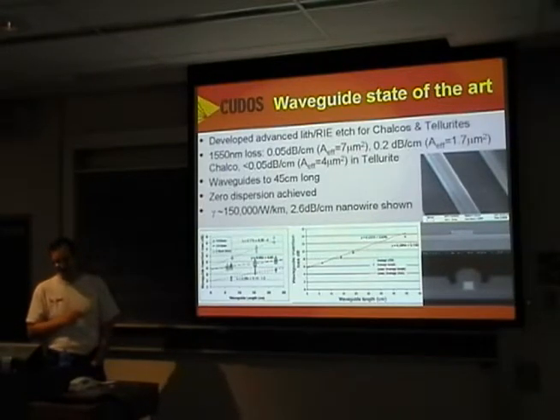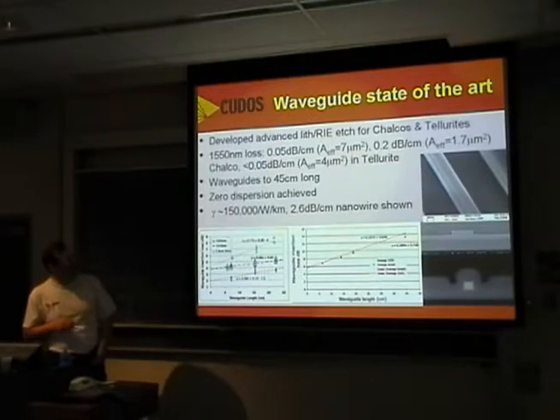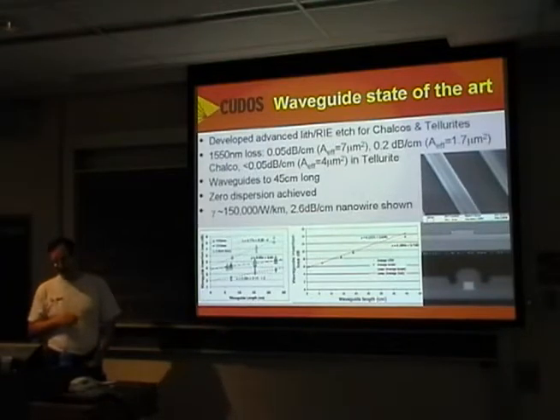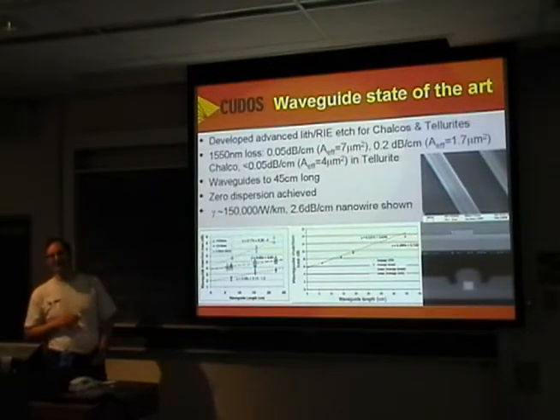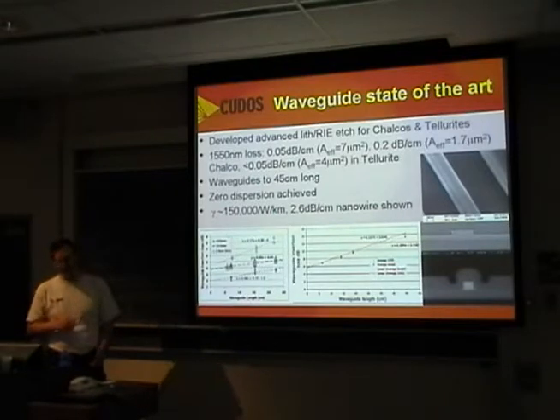That's pretty good going. When we shrink the mode field even smaller, down to around about 1 to 2 square microns, these losses start going up, and that's an ongoing challenge for us. In telluride materials, we've got to about 4 square microns with basically a loss that's so low, out of the water absorption band, that we can't measure it. It's difficult. We've made waveguides up to about 45 centimetres long.